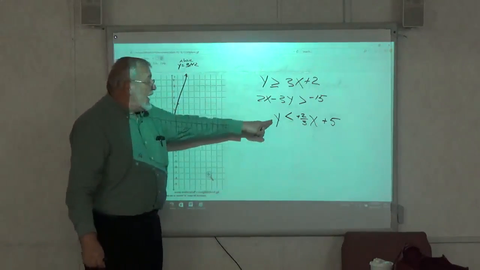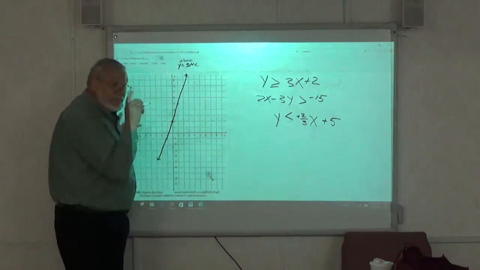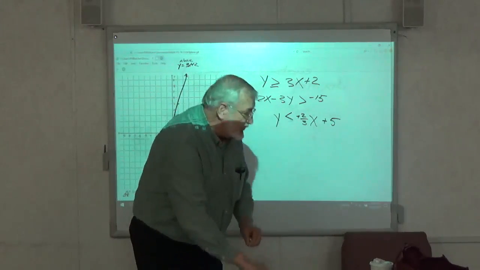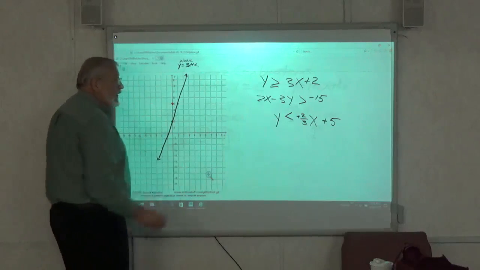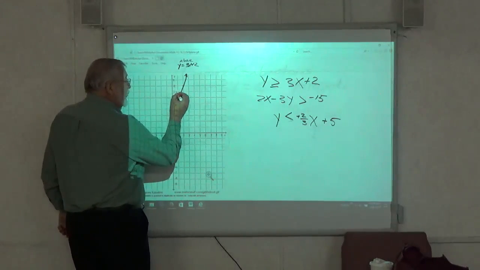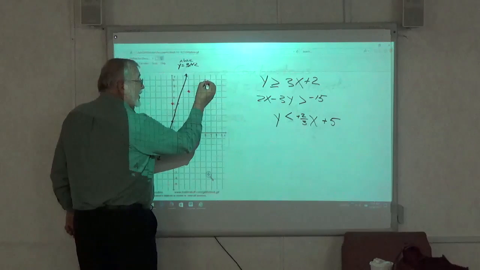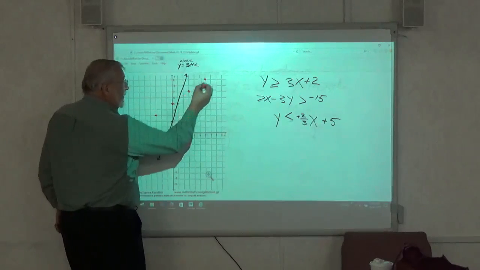Okay, so now how do I graph that? You graph it where it's equal. So where do I start? 0, 5. I'm going to change colors just because I can. All right, so I start here at 5. Now what's the slope? 2 over 3. All right, up 2 over 1, 2, 3. And down 2, back 1, 2, 3. And now I have this.